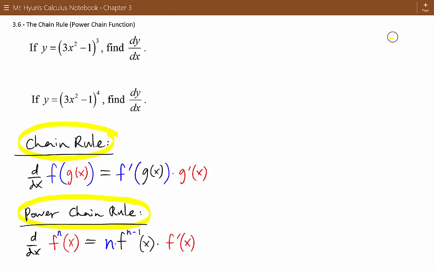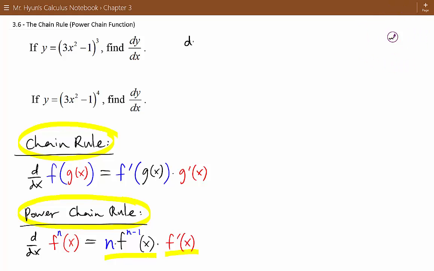The first step is to execute the power rule: bring down your exponent as the new coefficient and decrease it by 1, while leaving the original function intact. Then once you do that, multiply by the derivative of whatever you have on the inside. So let's take a look at either of these two problems.